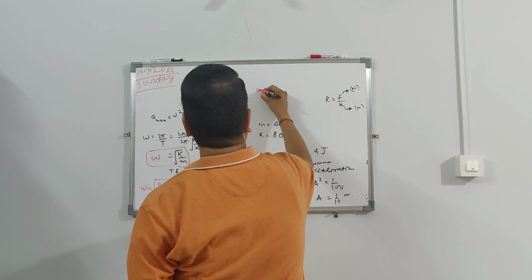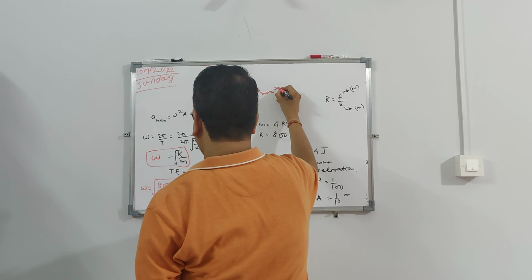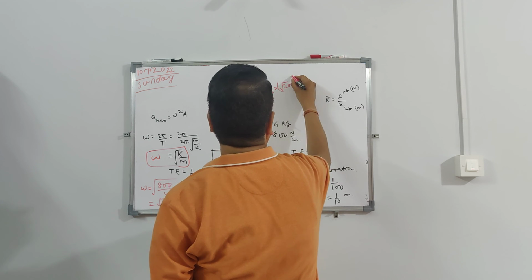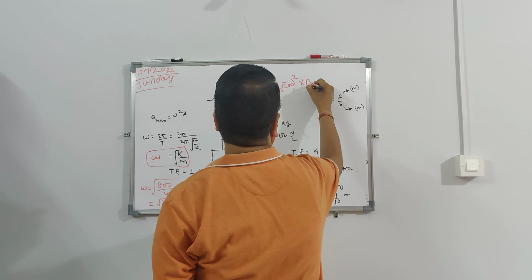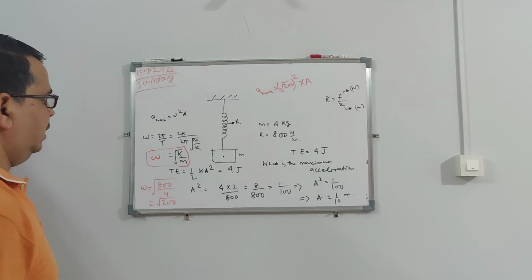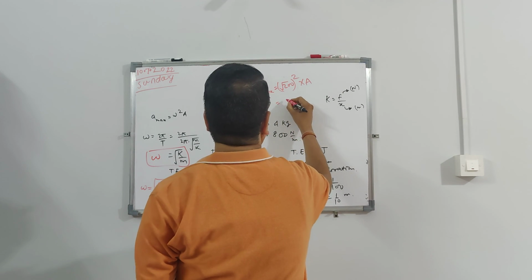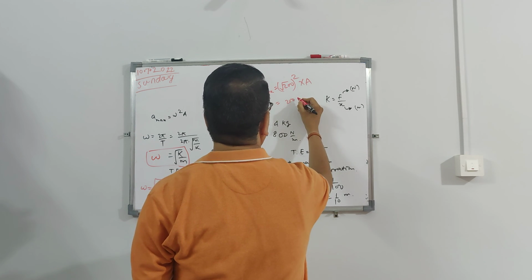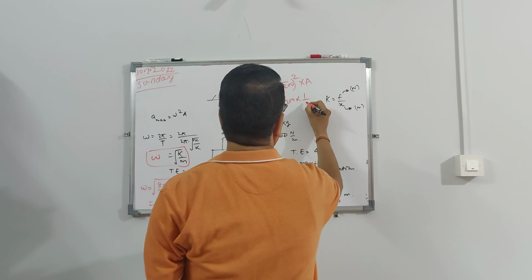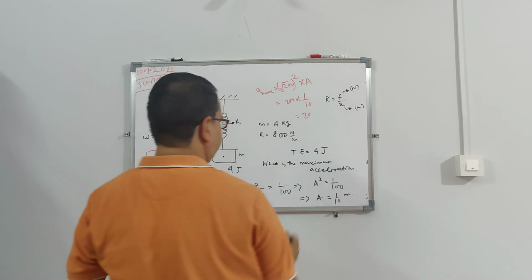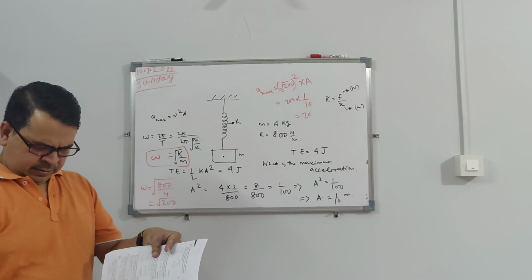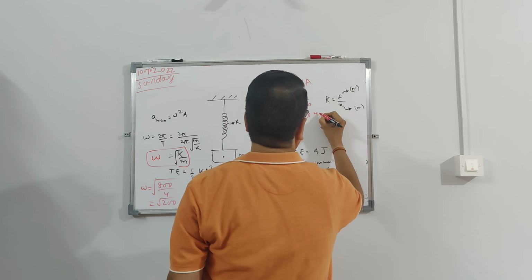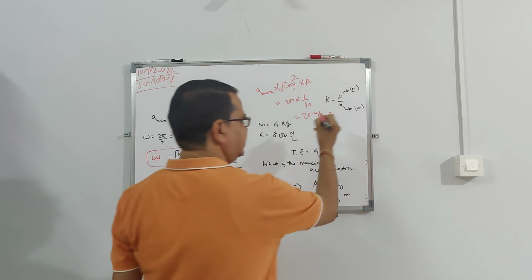So my A max is equal to omega square into A. Omega square is 200, and A is equal to 1 by 10. So the answer should be 20 meter per second square. So my maximum acceleration is 20 meter per second square. So this is the answer.